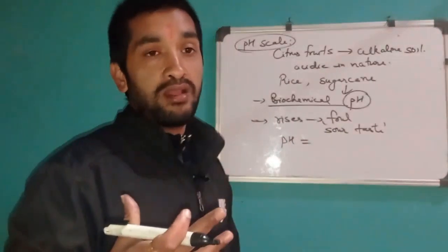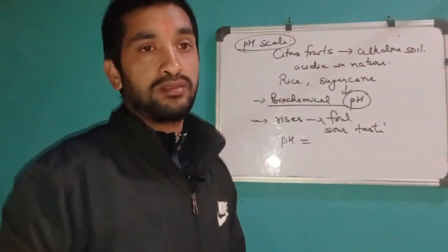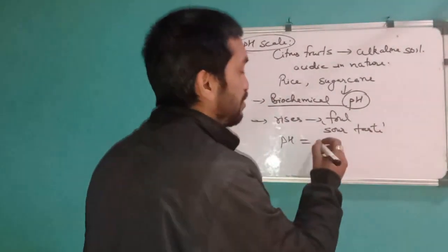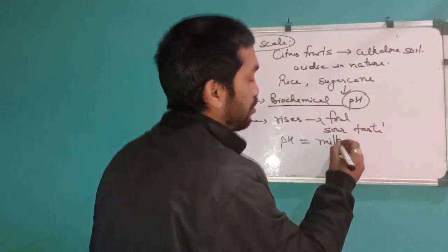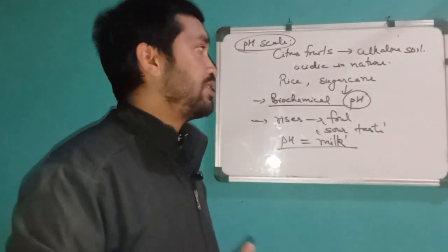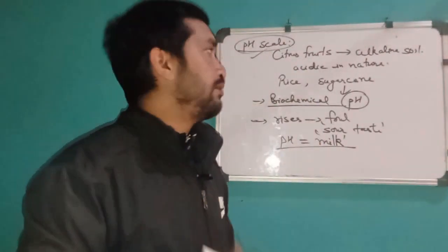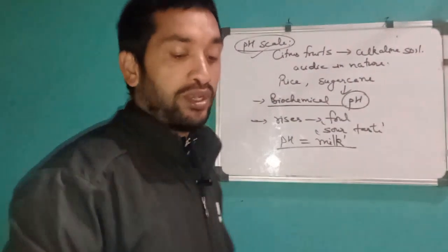If pH is high, it means it is not fit for drinking. So in that way, we can test milk also. Purity of milk can also be tested by pH scale. So these are some of the points that you can write in your examination regarding use of pH scale. Okay, let us move on to the next topic.